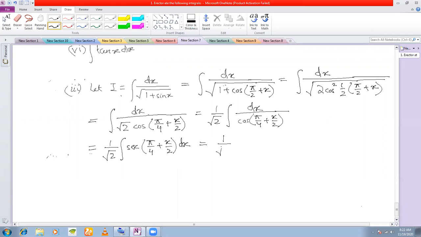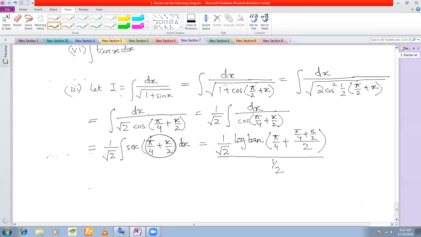So you can write this as 1 by root 2 times log tan of pi by 4 plus, what is x here? x here is this entire thing, so pi by 4 plus x by 2. It's not only that, but divided by the derivative of pi by 4 plus x by 2. What is the derivative of pi by 4 plus x by 2? It is simply half.